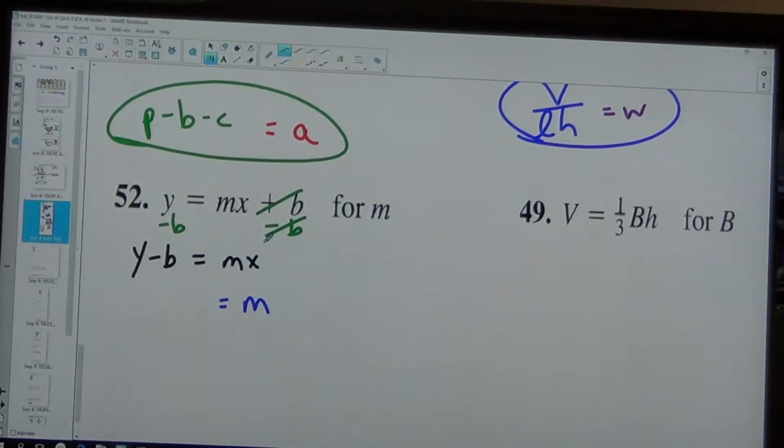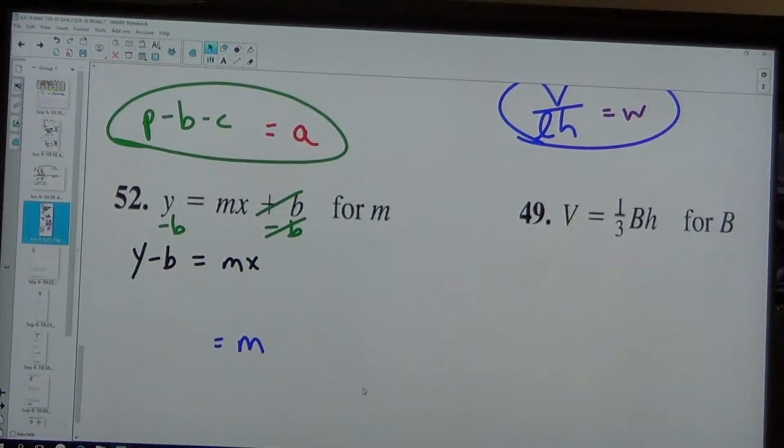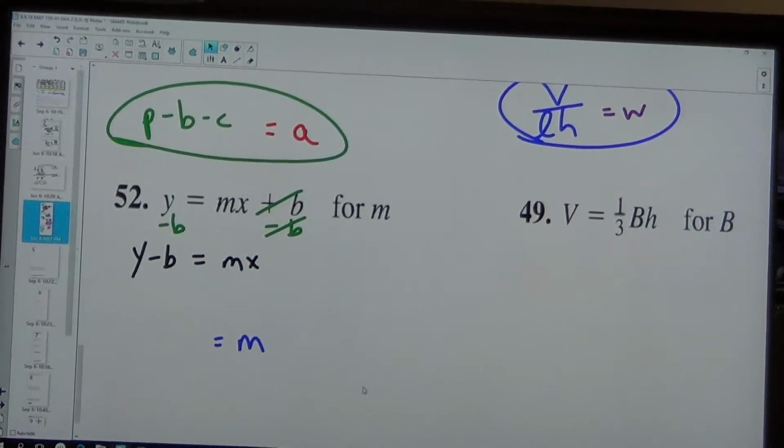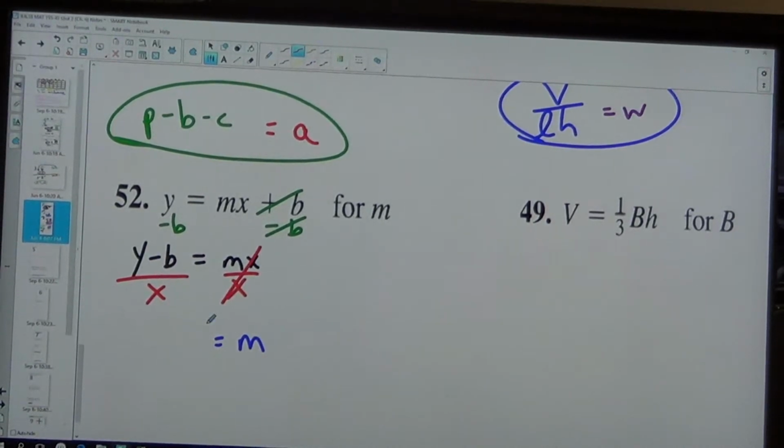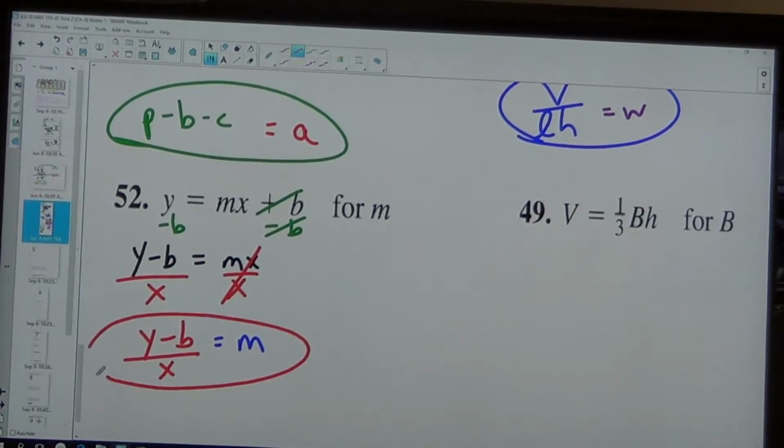Mx. Now, my goal was to get M alone. So who am I moving now? The X. How am I moving him? Dividing. So my answer is going to be y minus b all over x.